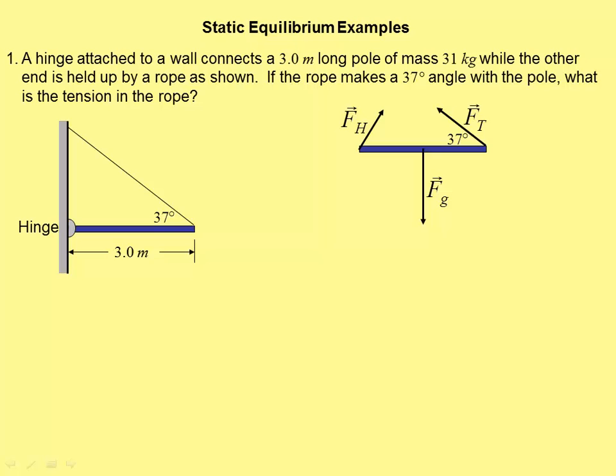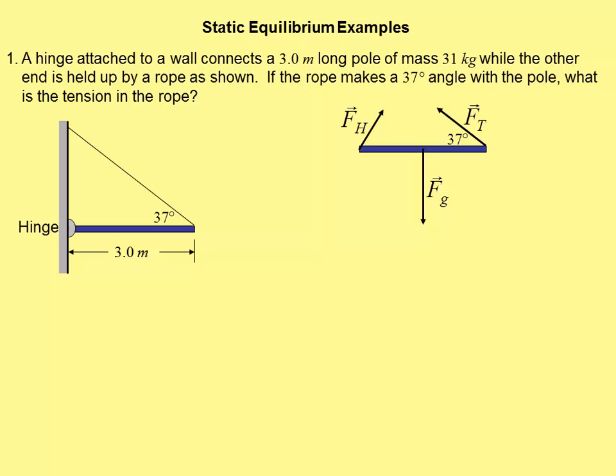Now remember, on an AP test, we need to draw all these without components. Right? So you would get probably 3 points for drawing this force diagram right here, 1 point for each force. Force from the hinge, and we don't really know what angle that is at this point. We don't really know much about that other than it's there. Force of gravity, and then our force of tension at 37 degrees.